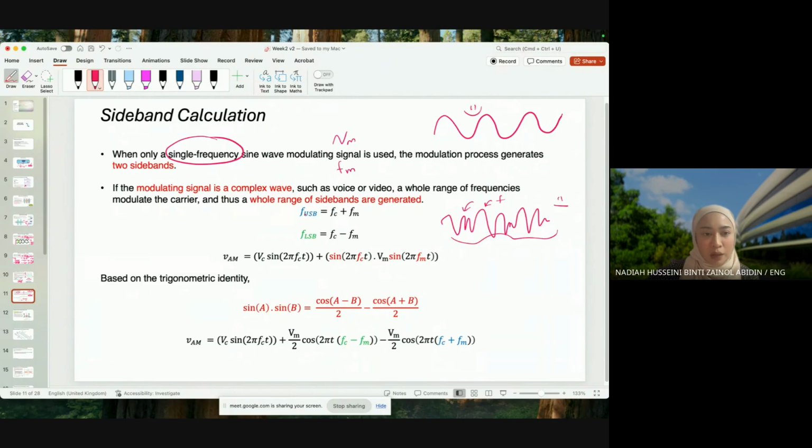So how do we calculate the sideband? The sideband is basically FC plus FM, FC being the frequency of the carrier, FM being the frequency of the modulating signal. So if the FM is a single frequency, you are in luck. You can just use this equation easily. Now, how did we get this FC plus FM, FC minus FM? It lies in this equation, this part specifically.